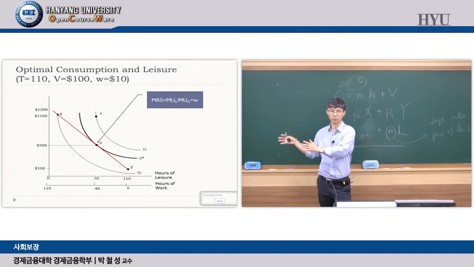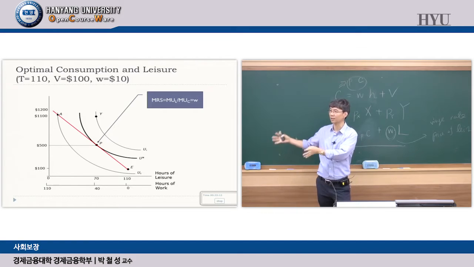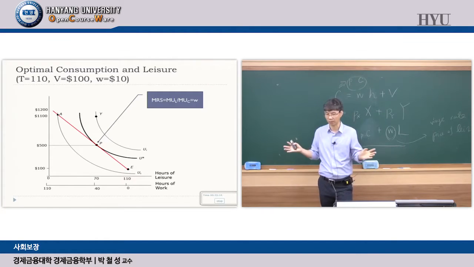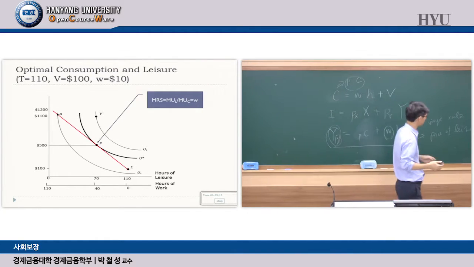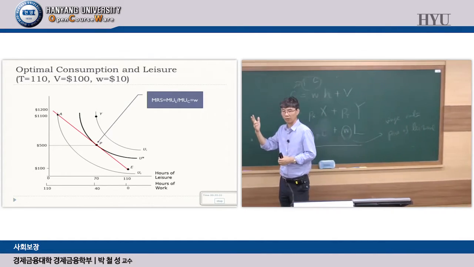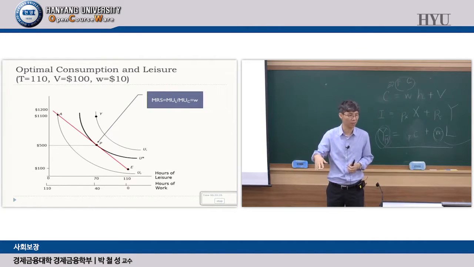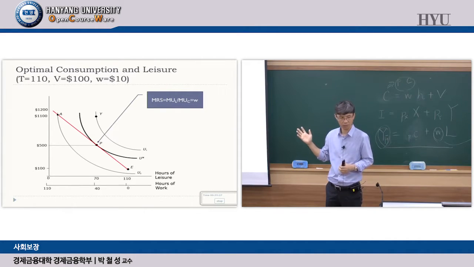In this model, deciding on leisure means deciding on work. The same thing. So anything that increases leisure hours will decrease work. Anything that decreases leisure hours will increase work.